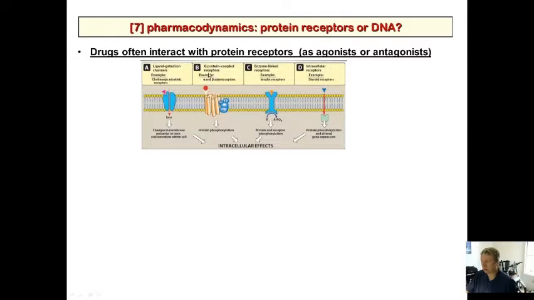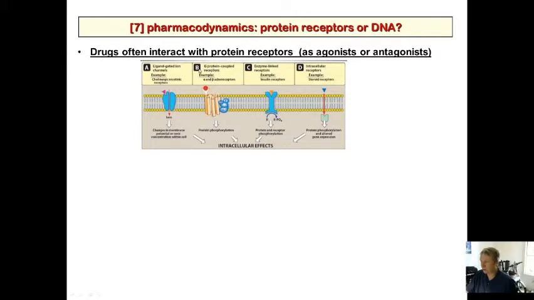Another class of protein drug targets are called G-protein coupled receptors. Examples are alpha and beta adrenoreceptors, which respond to adrenaline, right? We're familiar with adrenaline as a hormone in our body that causes a fight or flight response. It increases your blood pressure, your heart rate, and things like that.